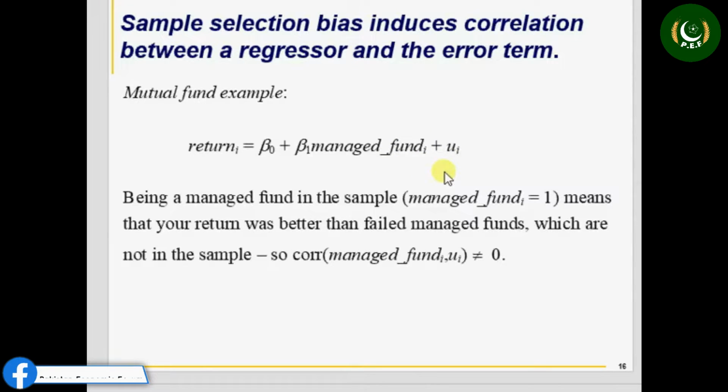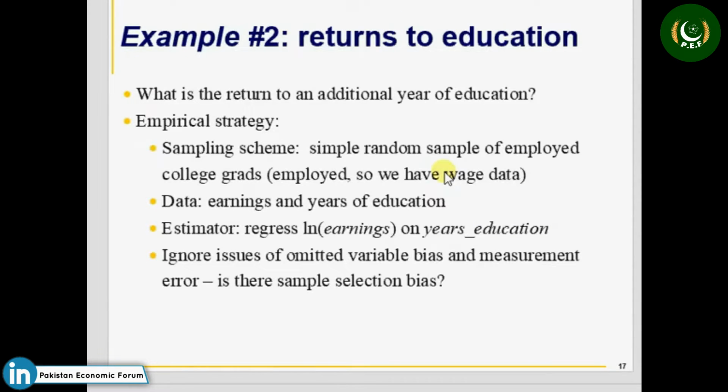So what's the possible solution? Pick all those funds which were available in 2010, keep that data, and then see whether the returns of managed funds are higher than those which are not managed by experts.